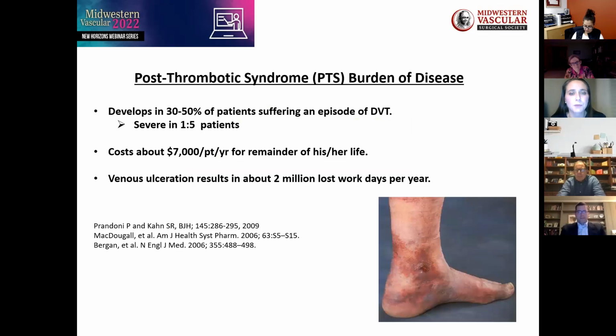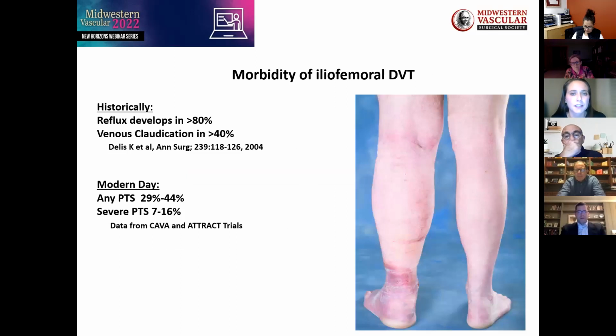PTS is a major problem. It affects about 50% of patients suffering from DVT, and it's severe in 1 in 5 patients. It costs a lot of money, and ulceration, which is just one manifestation of PTS, results in about 2 million lost days of work per year in the United States.